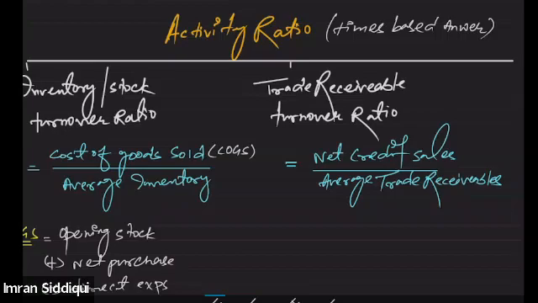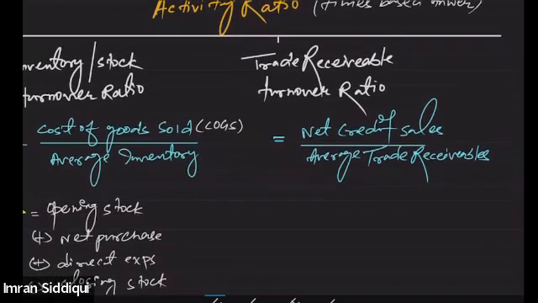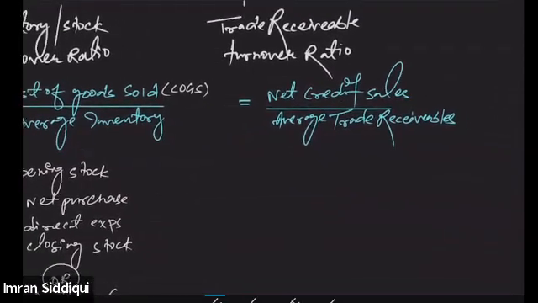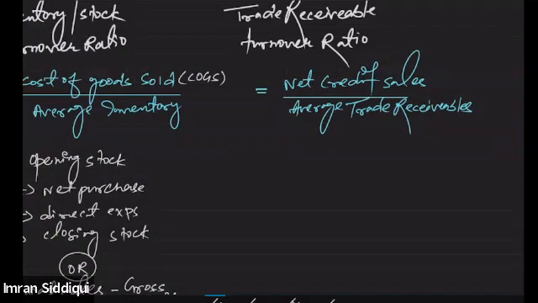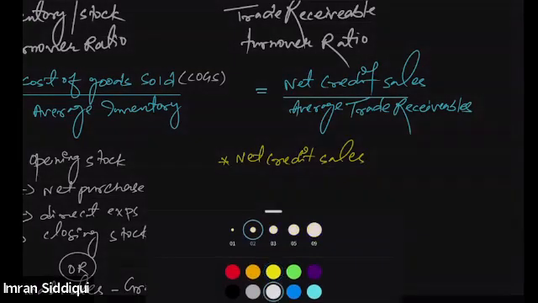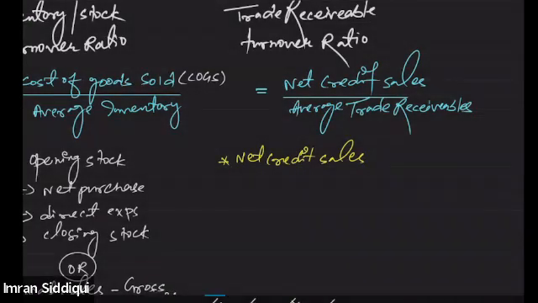Okay, net credit sale divided by average receivable. Easy. Now, in some cases, you won't be provided with the net credit sale in the question itself. So if you want to figure out the value of the net credit sale, then you may apply this simple formula. Net credit sale can be determined simply by subtracting cash sales and sales return out of total sales.